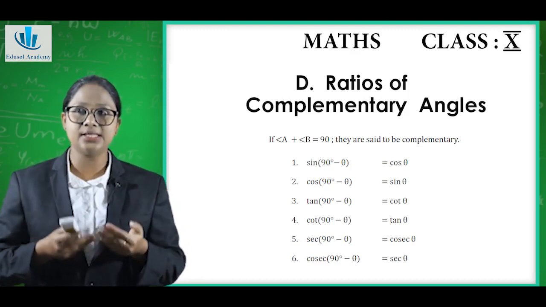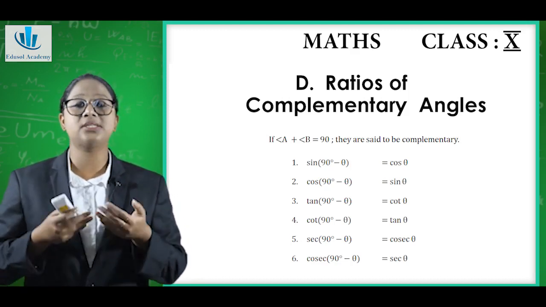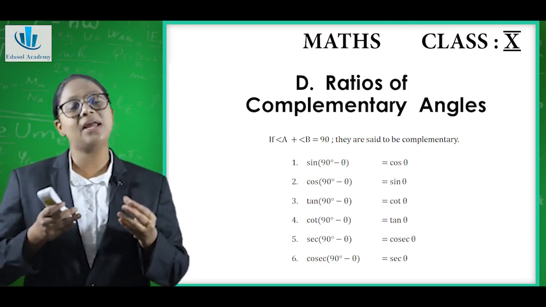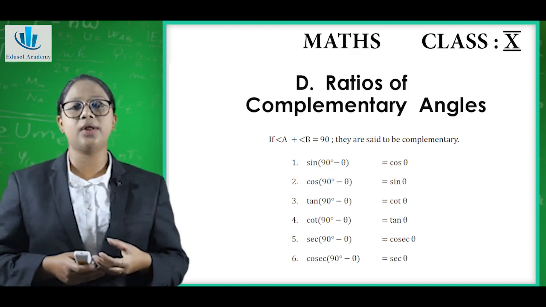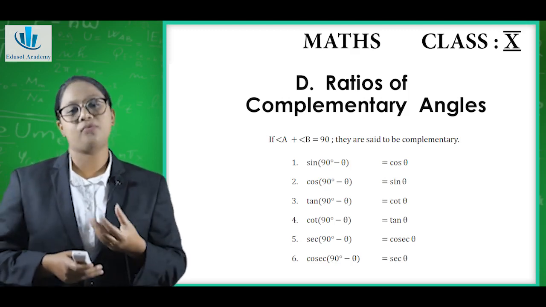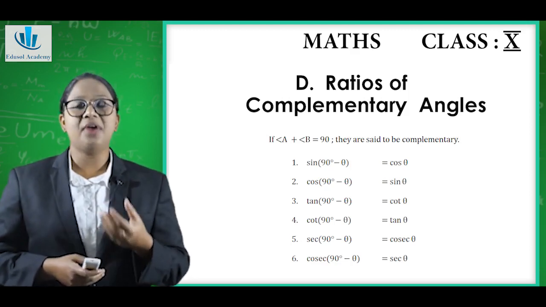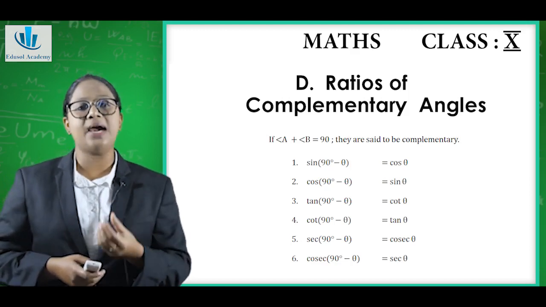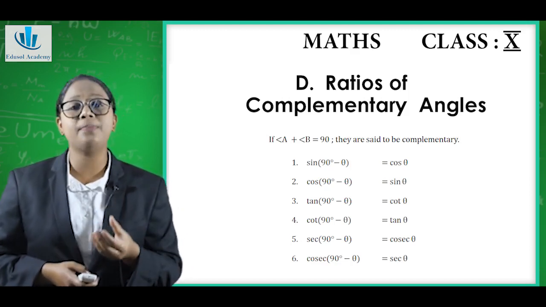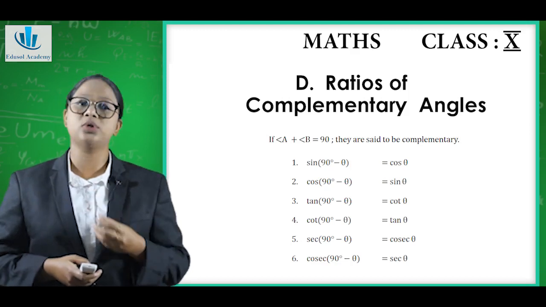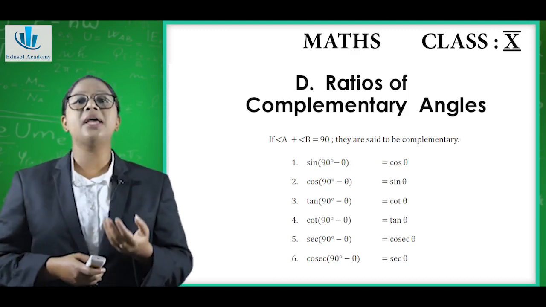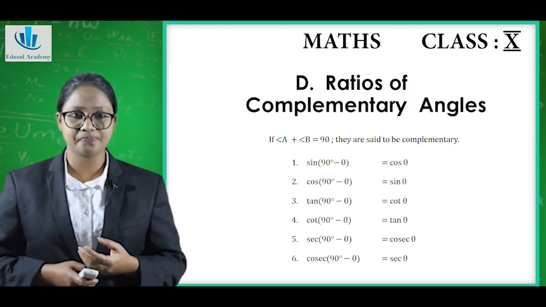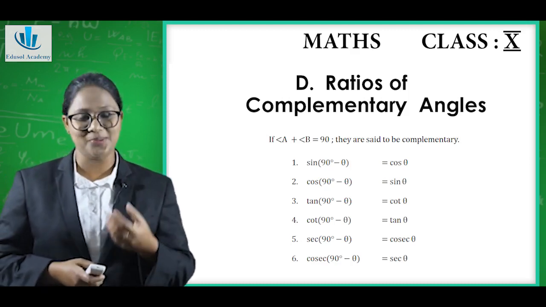Now we can say angles 50 degrees and 40 degrees: 50 plus 40 will give you 90. So we can say that 50 and 40 degrees are complements of each other. So when we say sine 90 minus 50, we can replace that with cos 50. So sine 90 minus 50 is equal to cos 50. We will use that in the numericals.